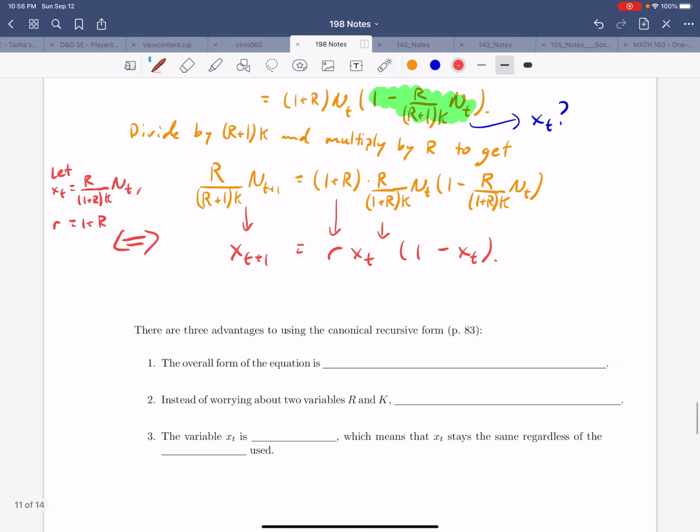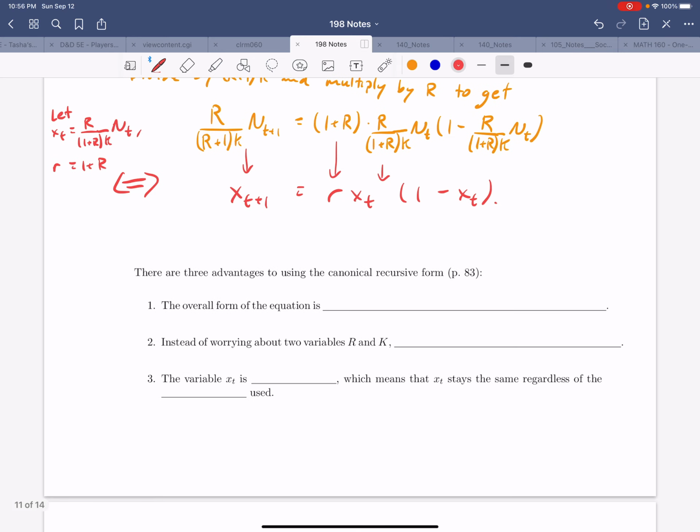Okay, and remember, this is nice. This is called canonical form. I know it looks a little complicated like this, but I hope you agree that it does look a bit simpler like that. And that is nice because the overall form of the equation is, I think, easier to look at and work with.